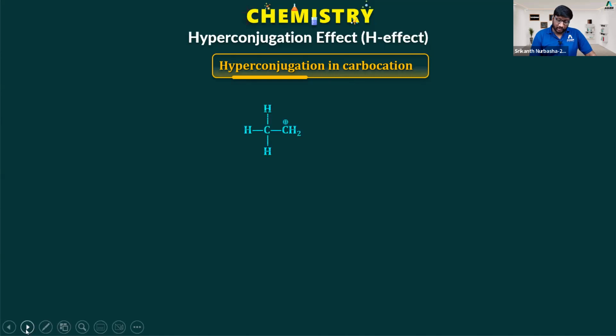Hyperconjugation in carbocation. Let us take a carbocation like CH3 CH2 plus. Now look at this carbocation, CH3 CH2 plus, and understand how the electron movement is happening.